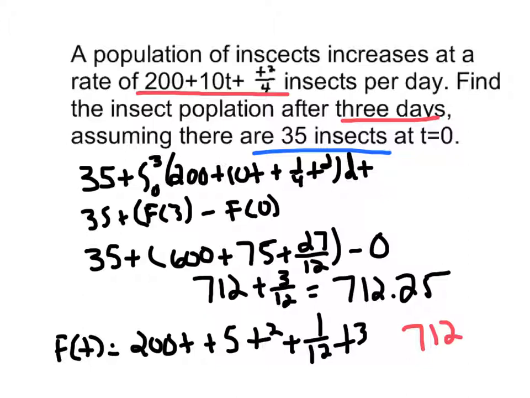We don't round up or down, you just drop completely. If they want you to round up or down, they will specifically tell you in the problem. Otherwise, we say you can't have a quarter of an insect, just like you can't have a ninth of an insect or 3/4 of an insect, so you just drop it completely, and the insect population after 3 days is 712.